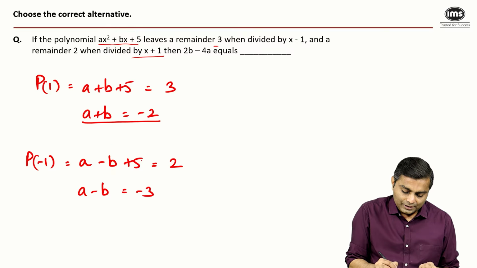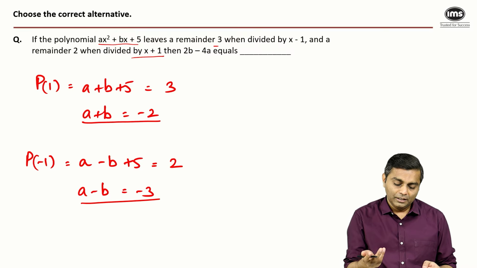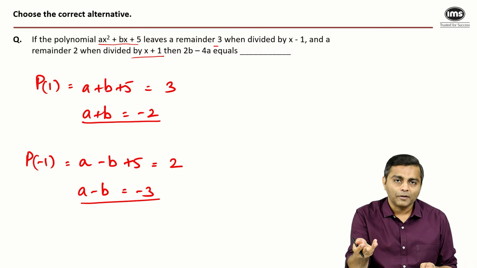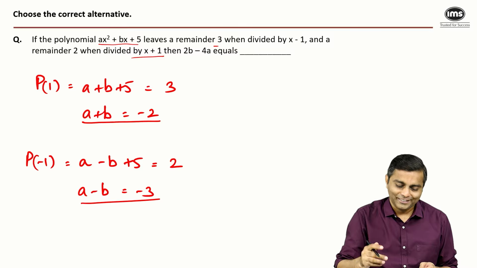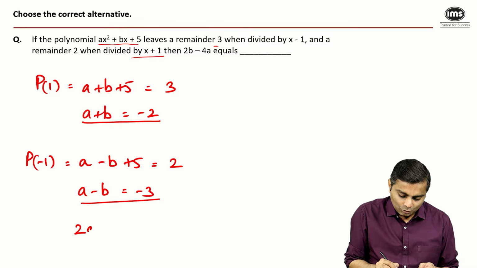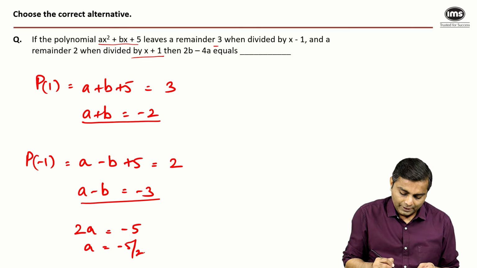So, yes, this equation and this equation solve simultaneously. You are going to get A and B, therefore, you will be able to find 2B minus 4A. That's about it. Okay. So, just quickly add these two. So, 2A is equal to minus 2 plus minus 3. So, this is minus 5. A is minus 5 by 2.